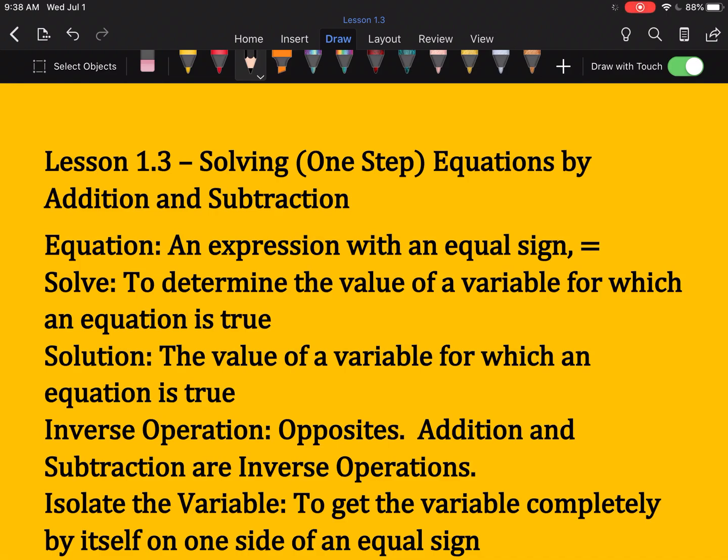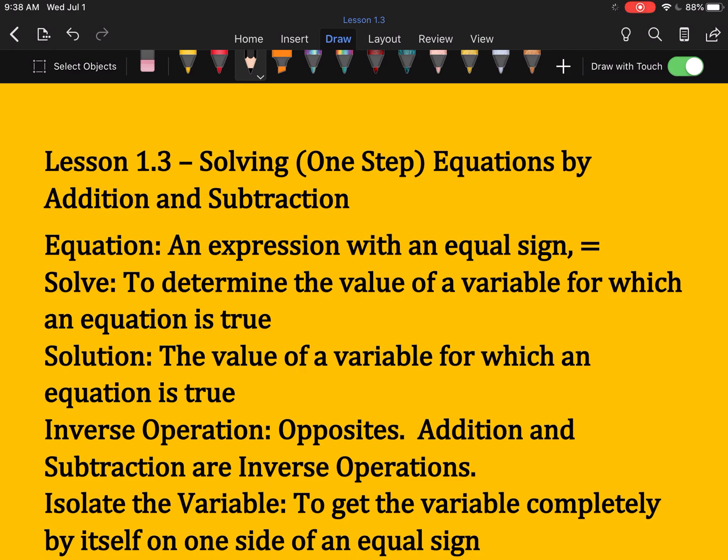Solving one-step equations by adding and subtracting. So some vocabulary to review first. An equation is an expression that has an equal sign. Solve means to determine the value of a variable for which an equation is true. A solution is the value of the variable for which an equation is true. So solve is the direction, solution is what we get.